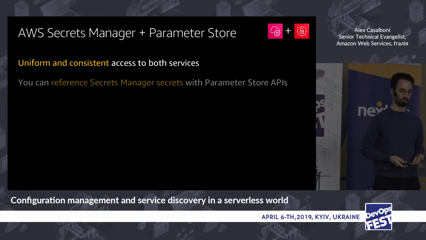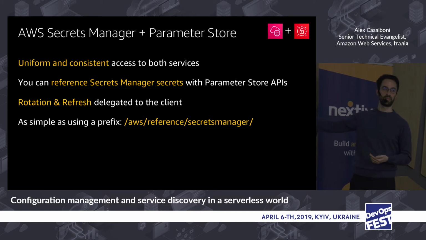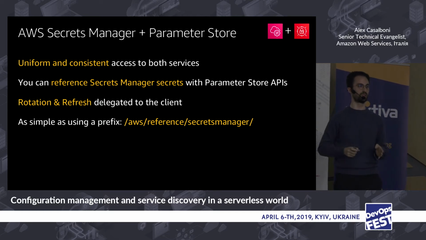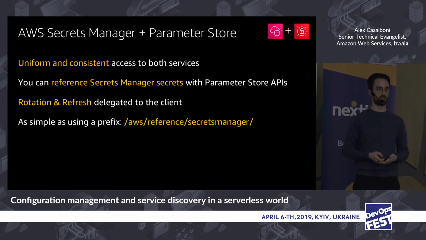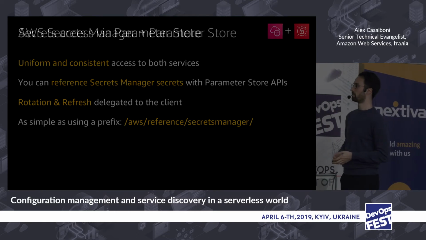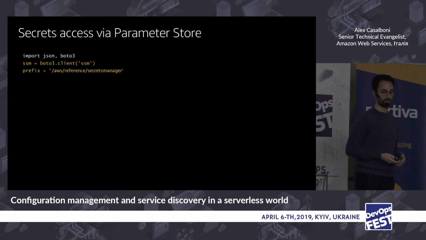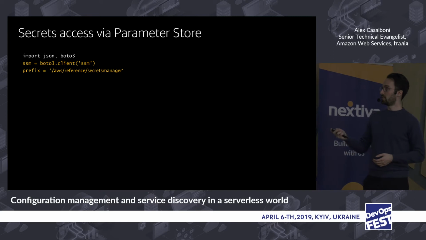You just give it a prefix, okay? If you use that prefix, aws/reference/secretsmanager, and then you use your secret's name, you can use the Parameter Store API. It is not crazy, but for a lot of customers, it makes it easier to use both services at the same time with a uniform interface. So that's how you use it.